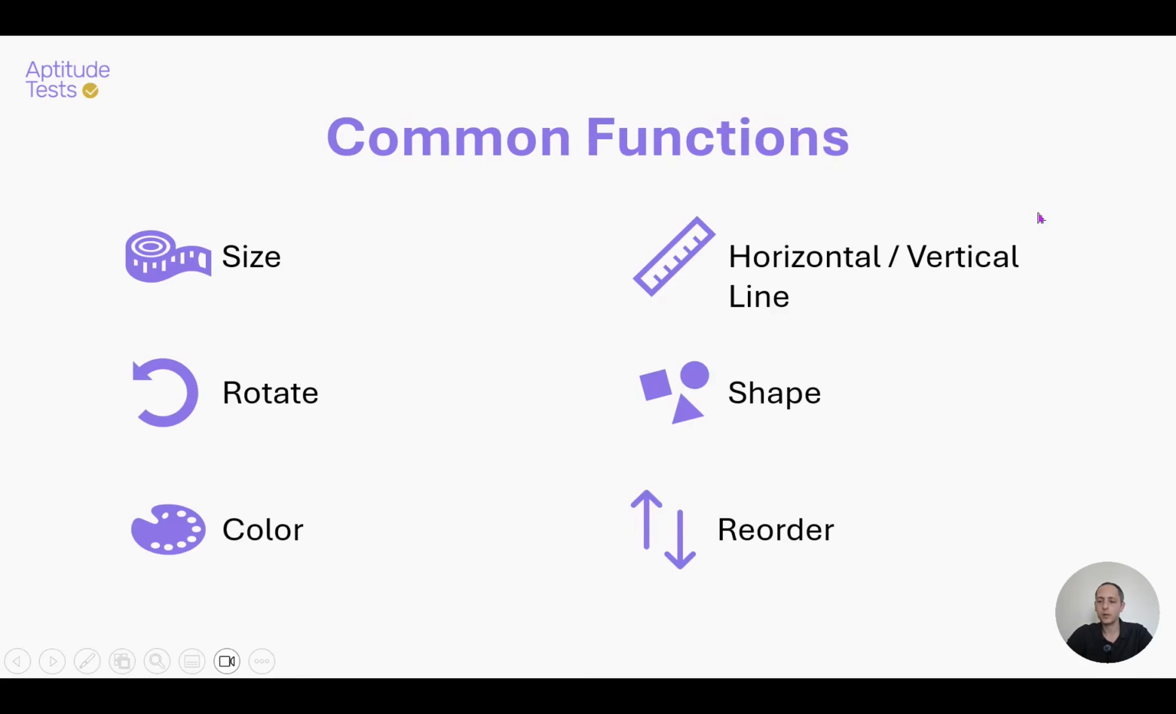So, as I said, we're going to have more common patterns. The 6 patterns that appear here are going to be nearly everything you're going to see throughout the Hudson test. You're going to have a change in size, rotation, color, horizontal or vertical line, shape, and reordering. So let's check out what each of those means with a very simple example.